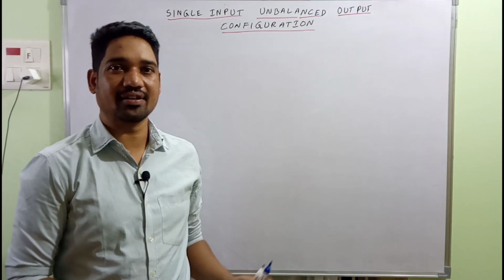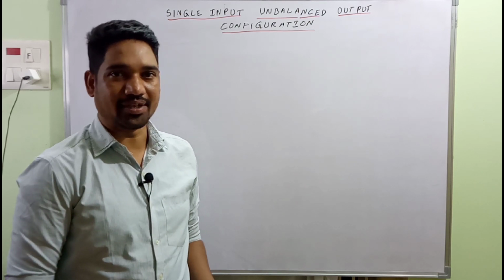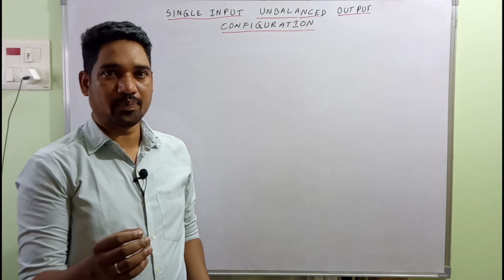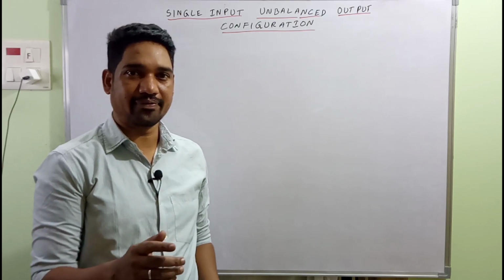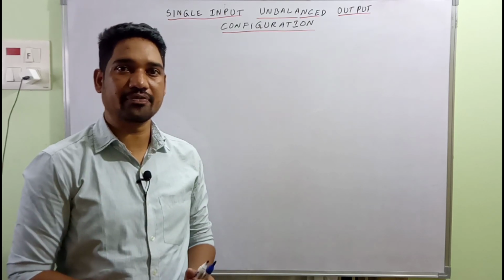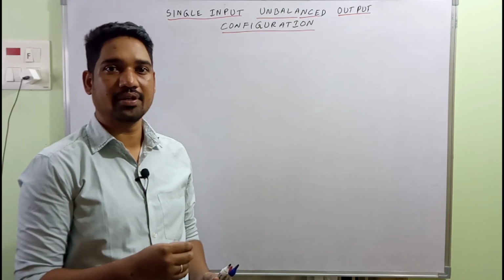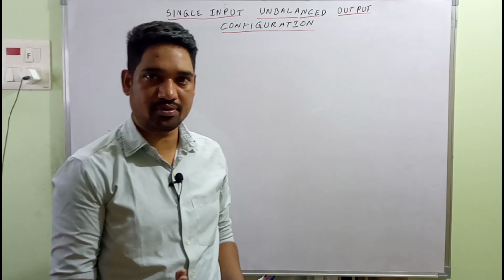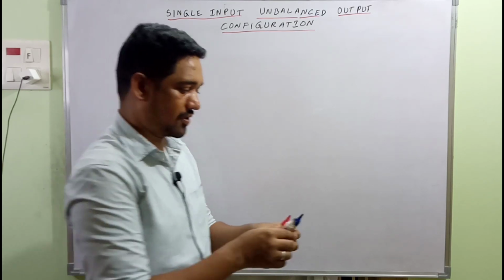It's something about a single input, unbalanced output. An important analysis about the differential amplifier and one of the important configurations of a differential amplifier: single input, unbalanced output. Let's see how the circuit diagram looks and what the important derivations are.